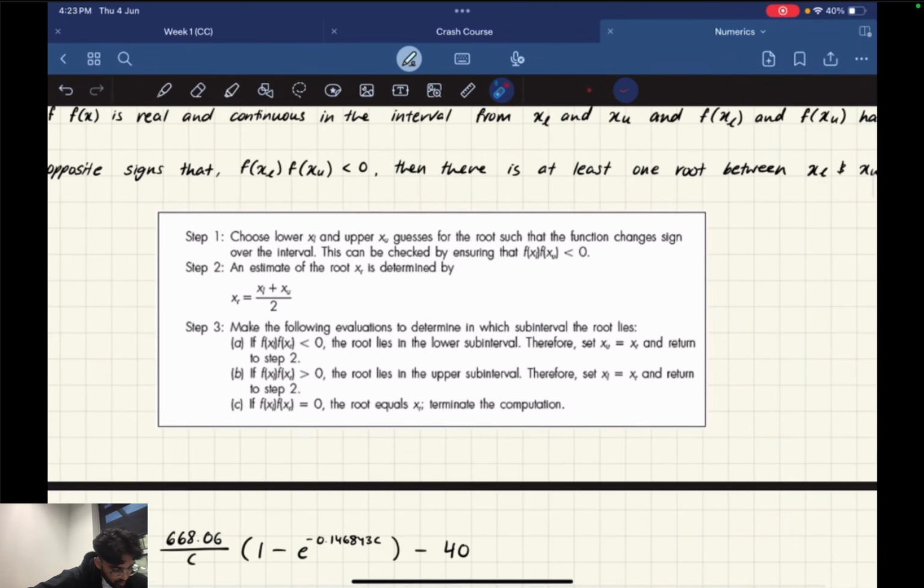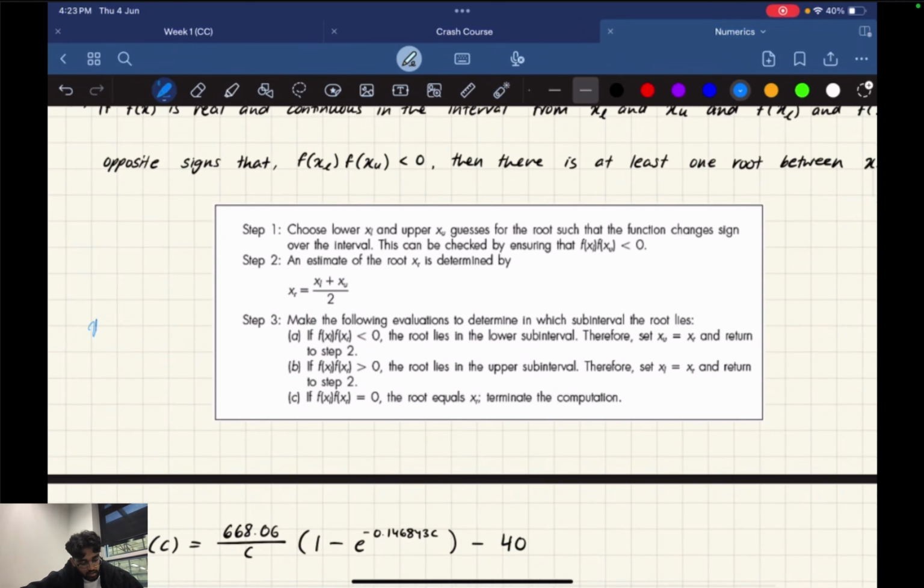So if f of xl times f of xr is less than 0, the root lies in the lower subinterval. If it's greater than 0, then it lies in the upper subinterval. If it's equal to 0, then that's our root, xr. Okay, so xr is going to be xu plus xl over 2, just the average. If you find that f of xl times f of xr is equal to 0, then this is going to be our root. It lies perfectly in between.